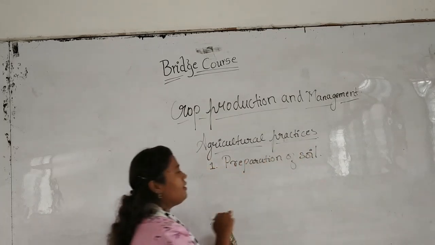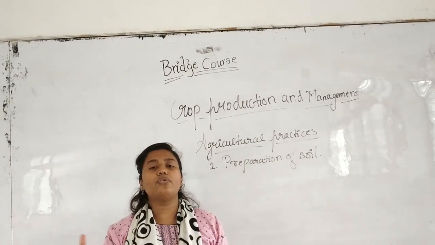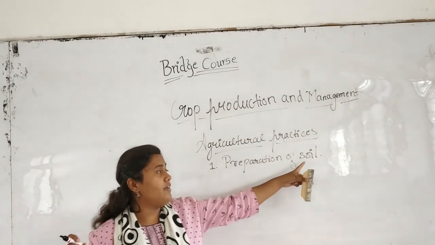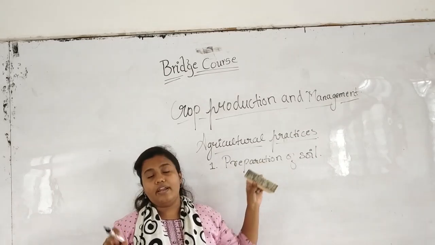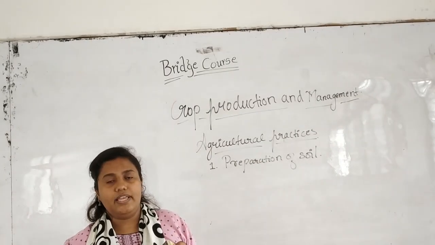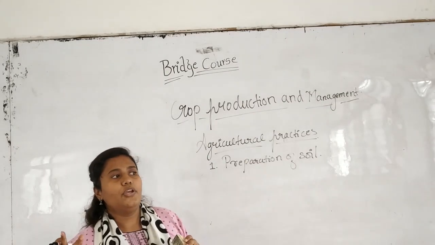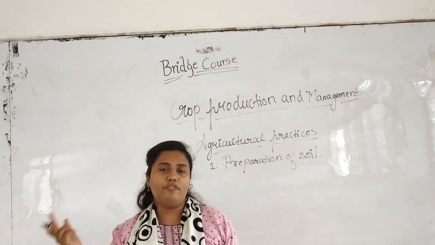How will you prepare the soil? Preparation means to make the soil ready to grow the seeds or to sow the seeds. To get the soil ready. How will you prepare the soil? Preparing the soil requires some implements. Implements means instruments. Agricultural instruments. You can take the example of plow. What you use in your fields to plow the field.